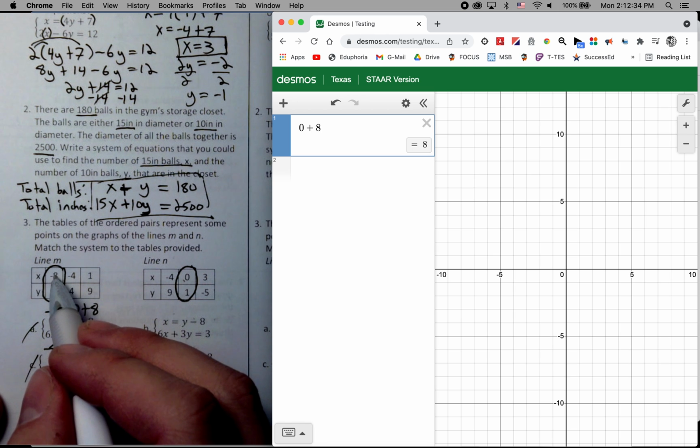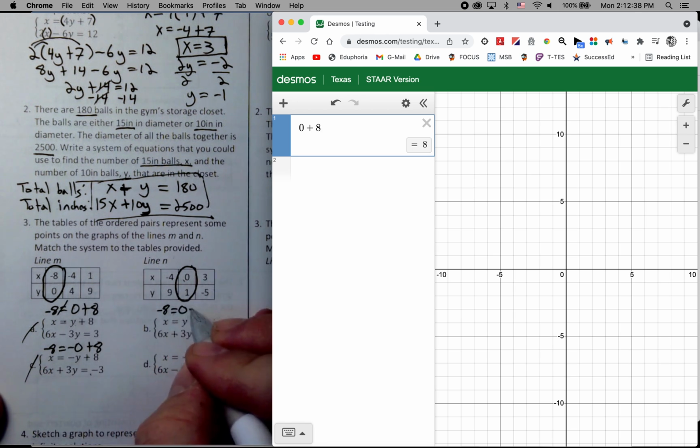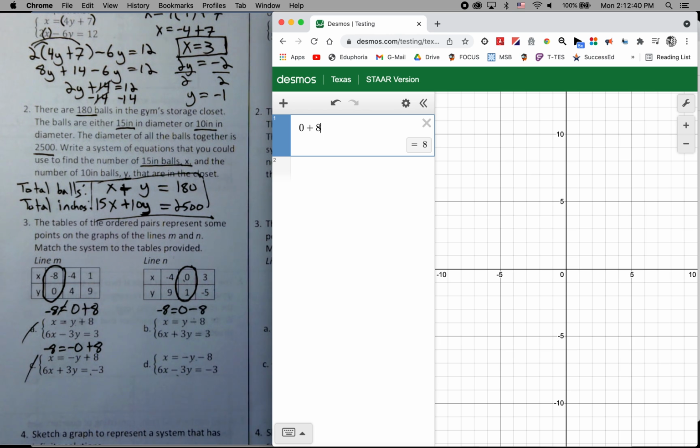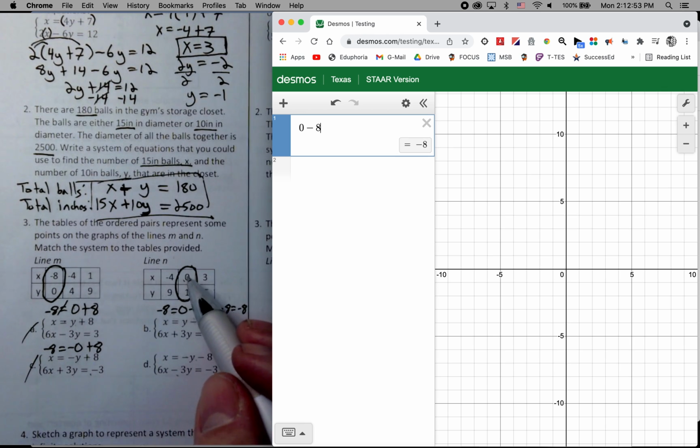Okay, so I'll try this top one again. So 0, there, negative 8 and 0. So negative 8 equals 0 minus 8. Well, let's try it. 0 minus 8. Oh, hey, look, that gives me negative 8. So negative 8 does equal negative 8. Okay, so far so good. That checks out. Now I'm going to try the second point from line N.